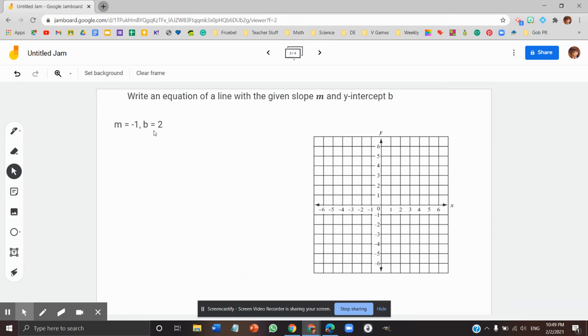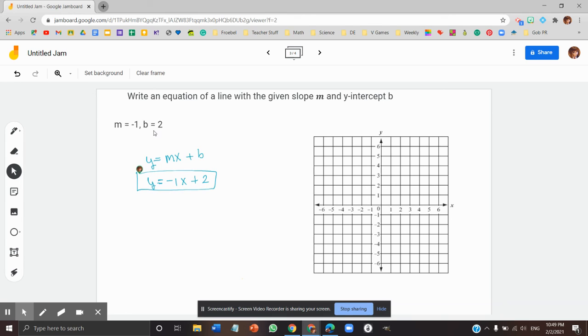So I will know that this is going to be y equals mx plus b, right? So I can just substitute. It's going to be y equals negative 1x plus b. Sorry, plus how much? Plus 2, because that is our intercept. And that is all I'm actually asking of you. I'm asking you for that linear equation.